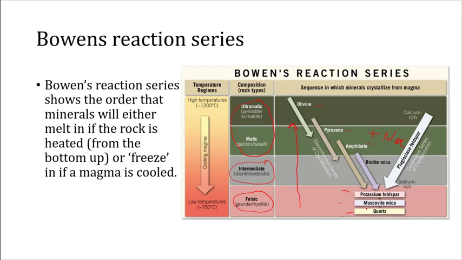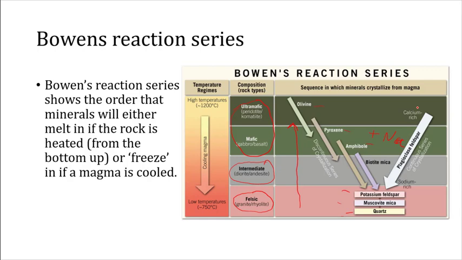Okay, now here's the other trick. It works the other way too. If I have a magma that is cooling, this is the order from top to bottom that the minerals will freeze at. Okay, if I have a rock that is melting, just go the other way, right? If I have a rock that's melting, the quartz will melt first, then the muscovite mica, then the potassium feldspar, then the biotite, etc., etc. Olivine will be the last mineral to melt out of a rock. Okay, along with calcium-rich plagioclase feldspar, right?